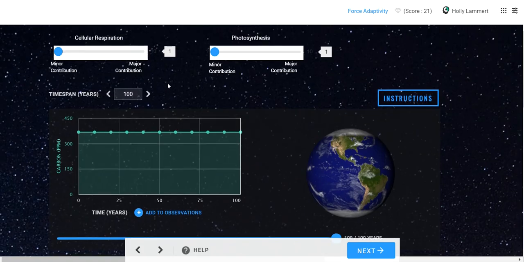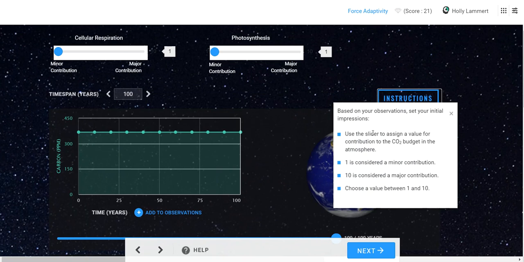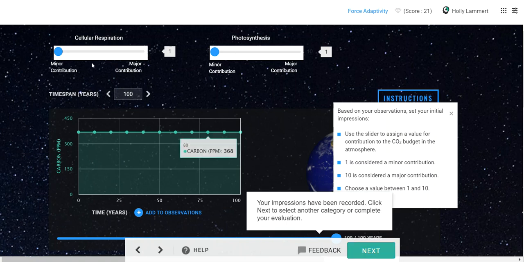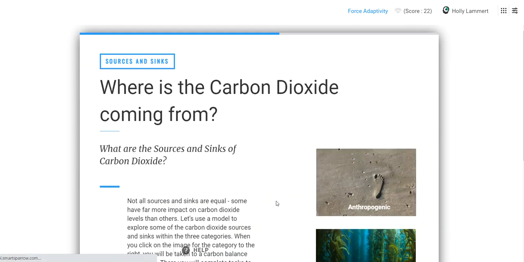All right, now what is it wanting us to do here? Based on your observations, set your initial impressions. Use the slider to assign a value for the contribution to the CO2 budget in the atmosphere. 1 is considered minor, 10 is considered major. Choose a value between 1 and 10. Okay, so I'm going to estimate minor, just because if they're both equal, the impact is really nullified.